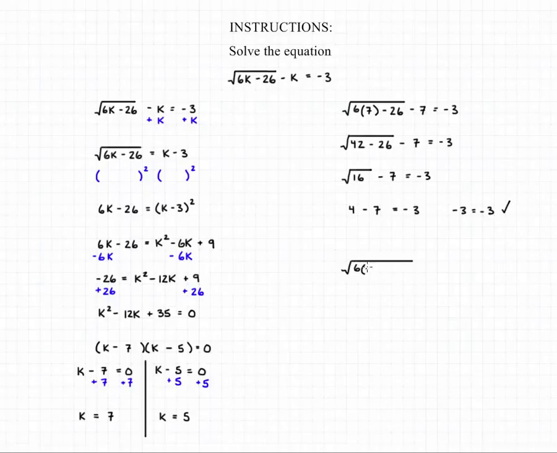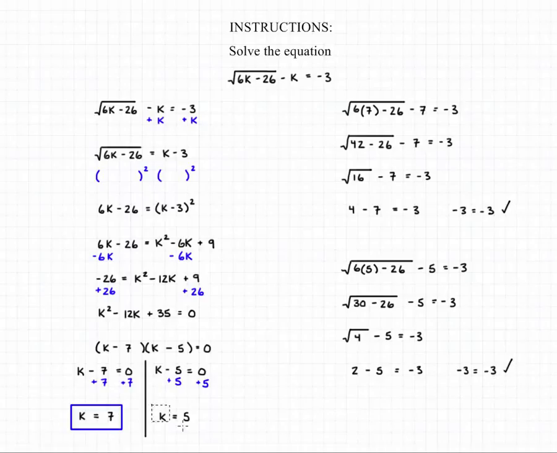and we know that 7 is a valid answer. Now we repeat the process with 5, and we get the square root of 6 times 5 minus 26 minus 5 is equal to negative 3. That's the square root of 30 minus 26 minus 5 is equal to negative 3. That gives us the square root of 4 minus 5 is equal to negative 3. 2 minus 5 is equal to negative 3. And then, of course, negative 3 is equal to negative 3. So we have two valid final answers here, k equals 7 and k equals 5.